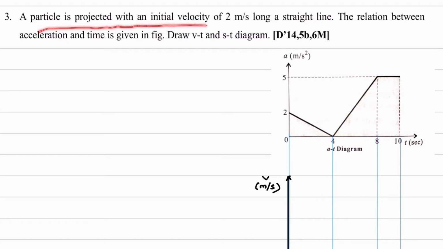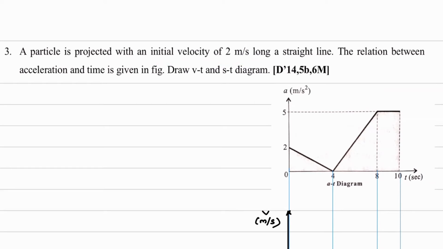with an initial velocity of 2 meter per second along a straight line. The relation between acceleration and time is given. So AT diagram is given. Draw VT and ST diagram. So this is the AT diagram which has been shown. Initially acceleration is like this, then like this.